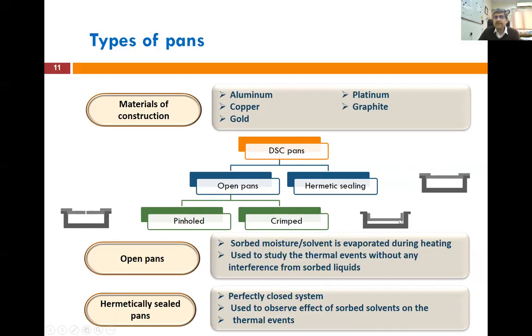This is a crimped pan, but here also you have some space for escape of the vapors, while hermetically sealed pans are airtight pans, and they are used for some specific type of experiments. In the open pans, sorbed moisture or solvent is evaporated during heating, and they are used to study thermal events without any interference from the sorbed liquid.